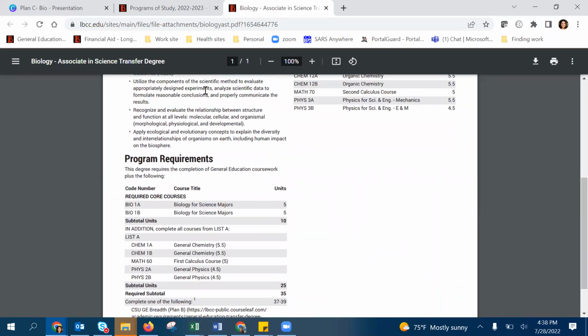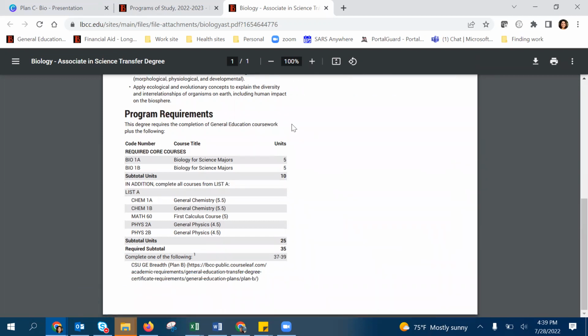You will notice that there's a lot of description. You want to read through all the instructions for biology. You also want to look at the required courses. Biology students are required to take Bio 1A and Bio 1B. In addition, you want to complete all the courses from List A: Chem 1A, Chem 1B, Math 60, Physics 2A, and Physics 2B. Now, keep a note or an asterisk at physics because it depends on what UC or CSU you want to study at, whether you need to upgrade these to Physics 3A and Physics 3B.